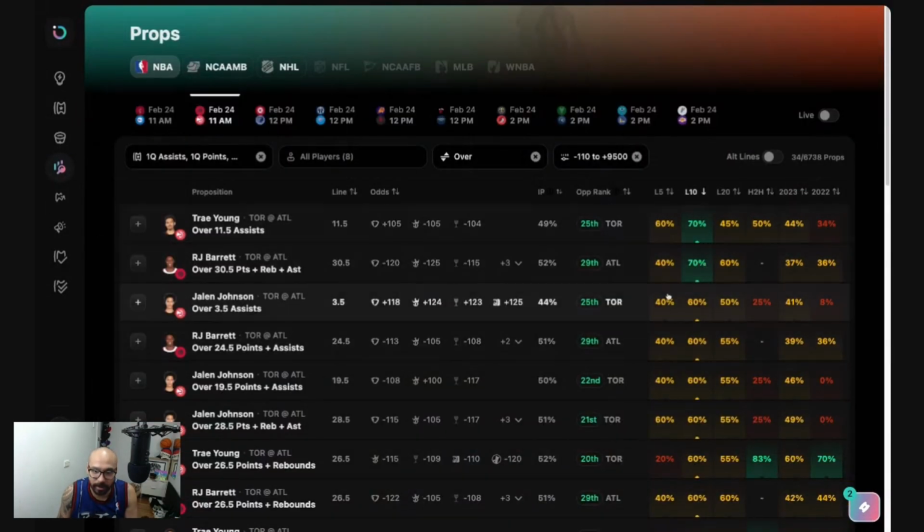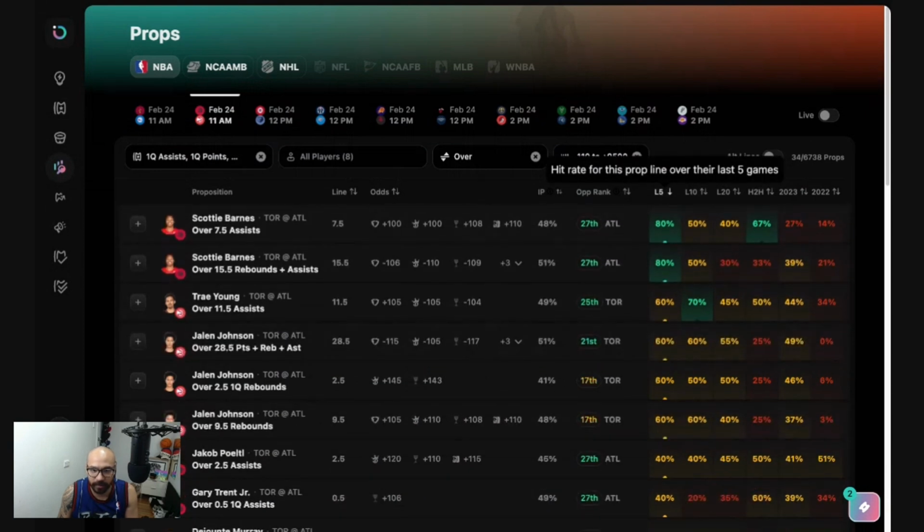Now, nothing else is screaming out in the last 10 as a major hit rate. So let's filter things through to the last 5 games.